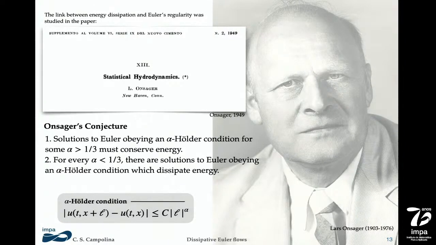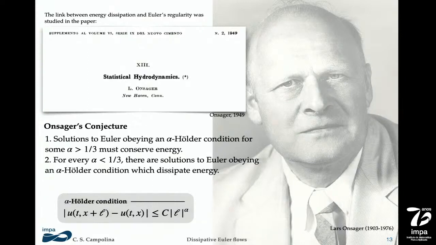The first part states that solutions to Euler obeying an alpha Hölder condition for some alpha greater than 1/3 must conserve energy. So it's a regularity condition, right? Just remember what a Hölder condition is.